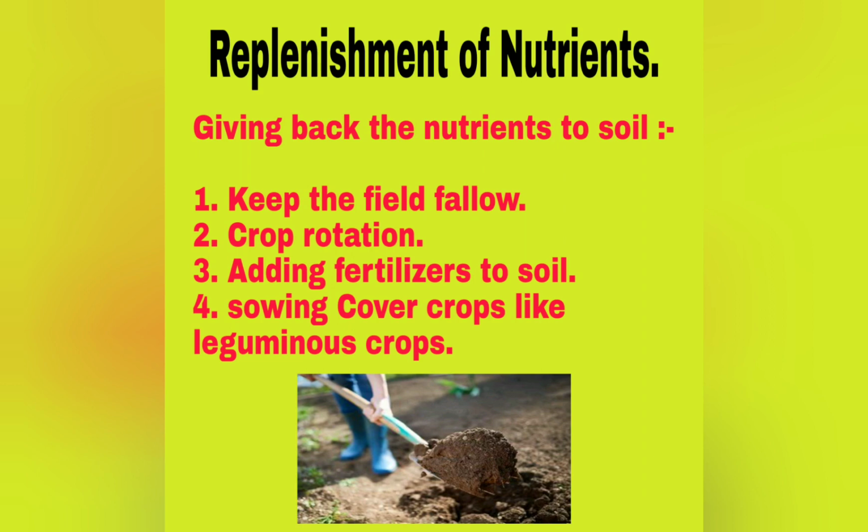Number 1 is leaving the field free for some time. Number 2, crop rotation. That is, different types of crops should be grown alternately in the same field. Number 3, adding fertilizers having nitrogen, phosphorus and potassium to the soil by the farmer. And the fourth is leguminous plants like pea, gram, moong may be sown to maintain the nitrogen content of the soil.